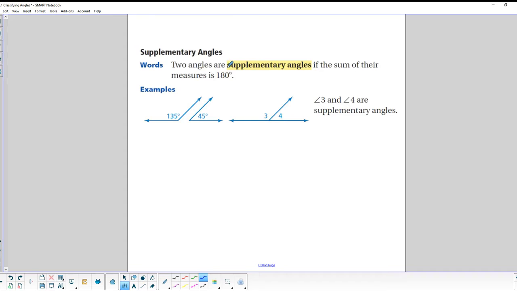For supplementary angles, you have two angles whose sum is 180 degrees. So if you look at this definition right here, you've got a 135-degree angle here, a 45-degree angle here. If you put those angles together, 135 plus 45 would add up to be 180 degrees, which makes them supplementary angles. So in this case, you don't have angle measures, but you can see that these two angles, 3 and 4, combine to give you a straight line like this, which is also 180 degrees and supplementary angles.